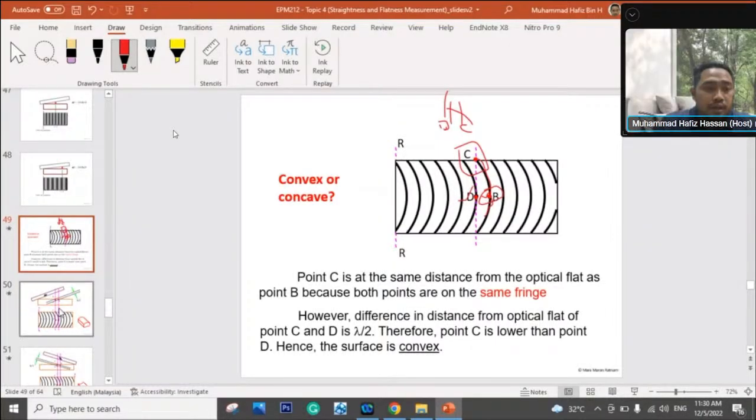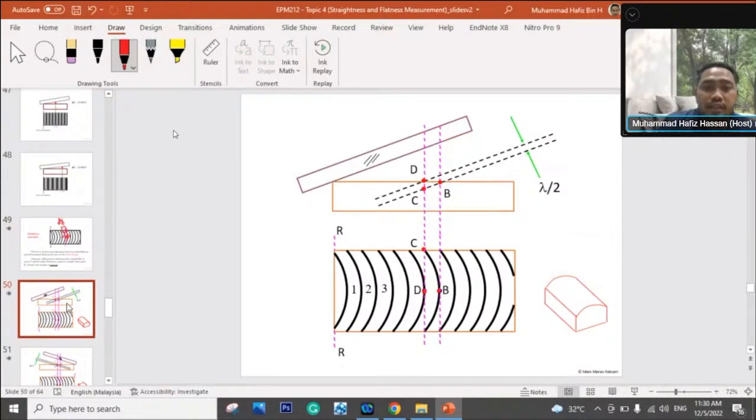Okay, how about this? You can see they have D and C. There is a D here, and then this is a C, and this is a B. Of course, C and B are in the same fringe, so they have the same position, and D is slightly higher than C and B. So this is concave. Concave is like this, and convex is like this. So you have to identify the patterns of this.